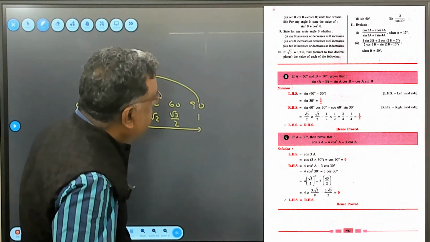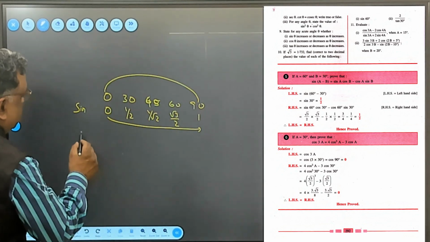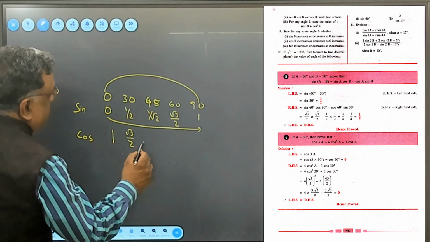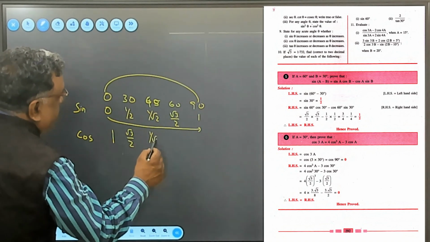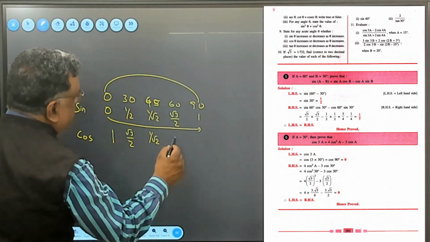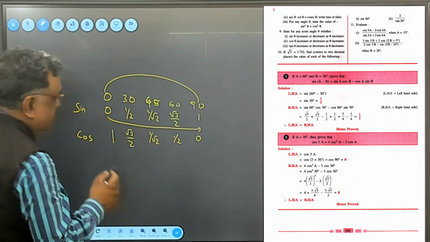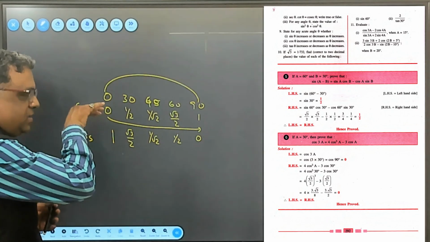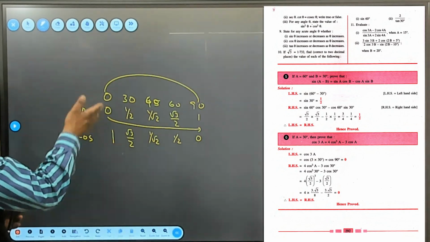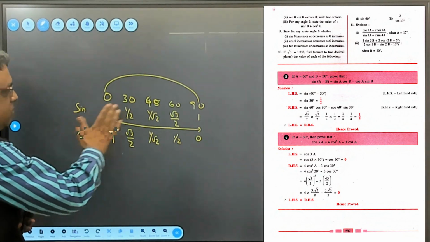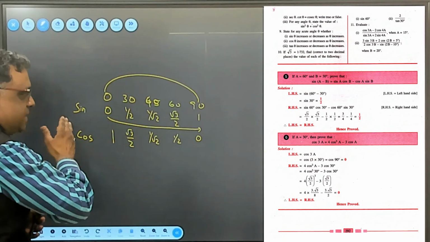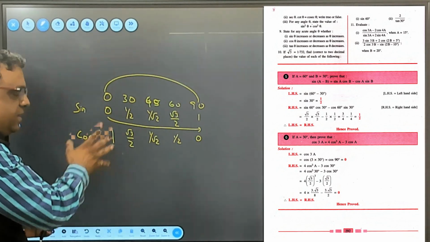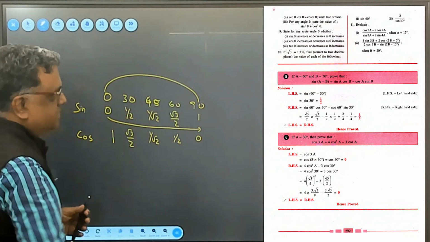Cos theta increases or decreases as theta increases? Let us see cos. Cos 0 is 1, cos 30 is root 3 by 2, cos 45 is 1 by root 2, cos 60 is 1 by 2, and cos 90 is 0. So in this case, when theta increases, the value of cos is actually decreasing. It is opposite to sine. So sine between 0 to 90, as theta increases, the value of sine also increases. But for cos, as theta increases, the value of cos decreases.